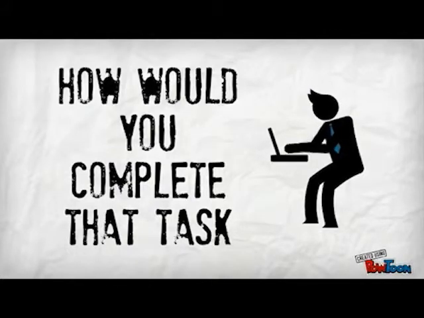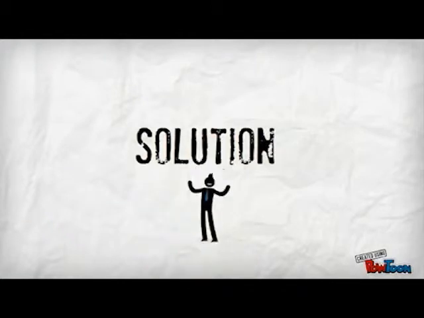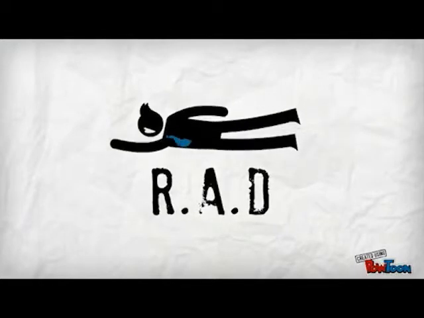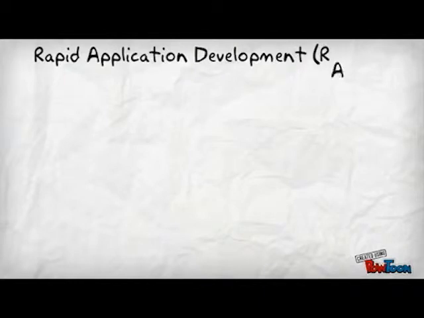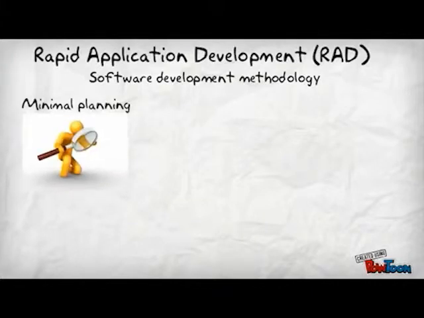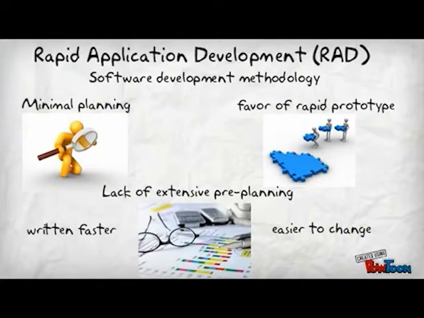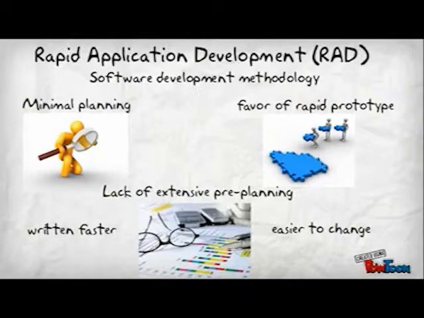The methodology which describes the way to follow these types of projects is RAD or Rapid Application Development. Because Rapid Application Development is a software development methodology that uses minimal planning in favor of rapid prototyping. The lack of extensive pre-planning generally allows software to be written much faster and makes it easier to change requirements.